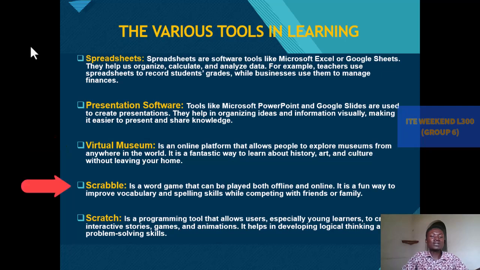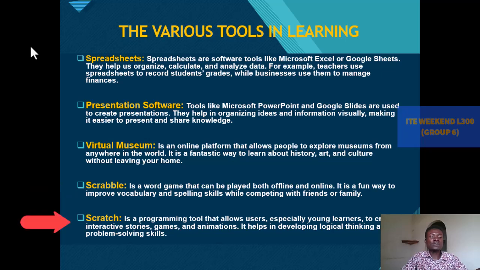The fourth one is Scrabble. It's a word game that can be played both offline and online. It is a fun way to improve vocabulary and spelling skills whilst competing with friends and family.